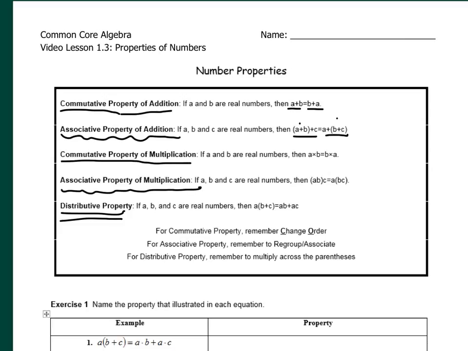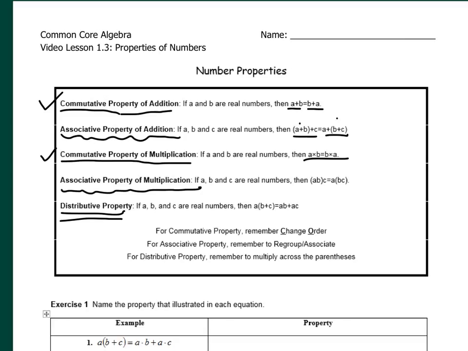The commutative property of multiplication is very similar to the commutative property of addition. It's just you're multiplying instead of adding. A times b is the same as b times a. 5 times 4 is 20. 4 times 5 is 20.